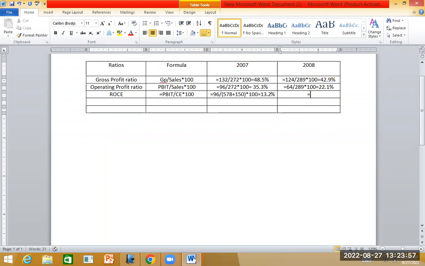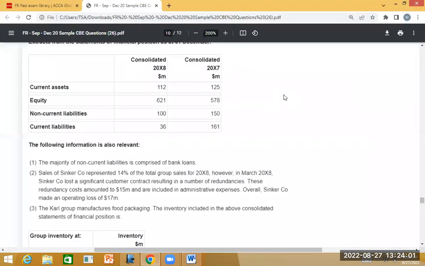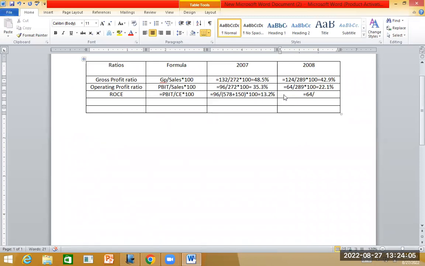The next is 64 divided by 621 plus 100, multiplied by 100, which will give you the answer of 8.9%. Very good.